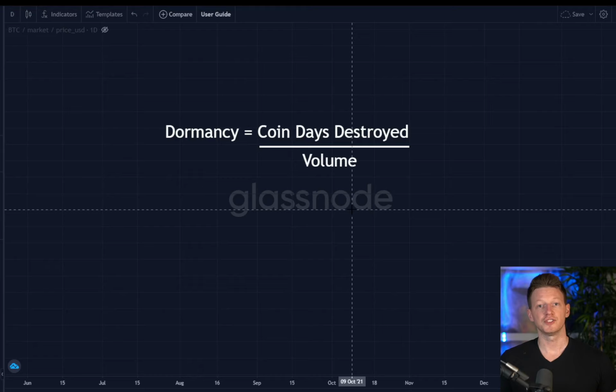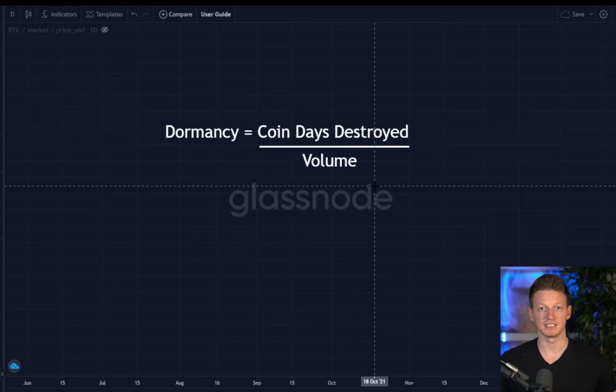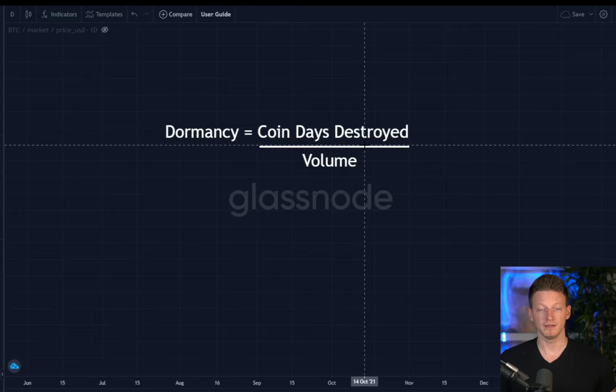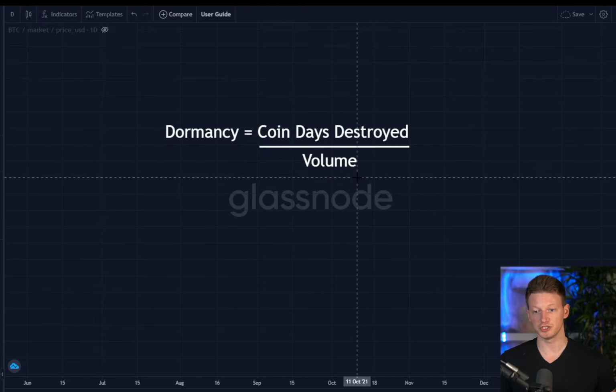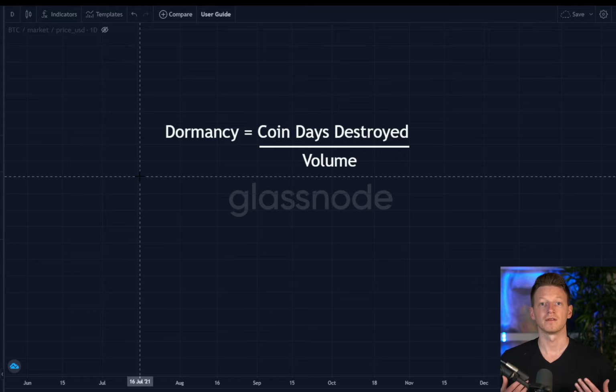So now let's say you have two Bitcoin. One is sitting in a wallet for 100 days, one is sitting in a wallet for 50 days, and both of them move out of those wallets. So what you do is 100 plus 50 equals 150. And since the volume was 2, it's 150 divided by 2. So the dormancy was 75. In other words, on average, 75 coin days were destroyed on that day.